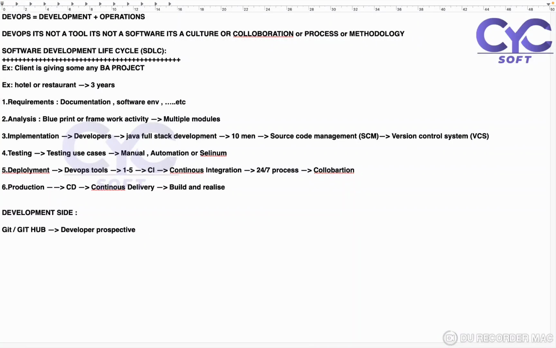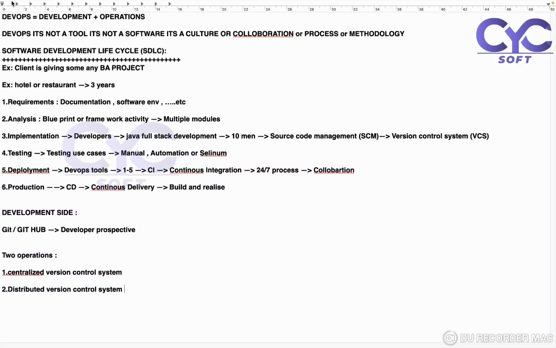in Git we have two operations. The first one is the centralized version control system, and the second one is the distributed version control system. We have centralized and distributed.